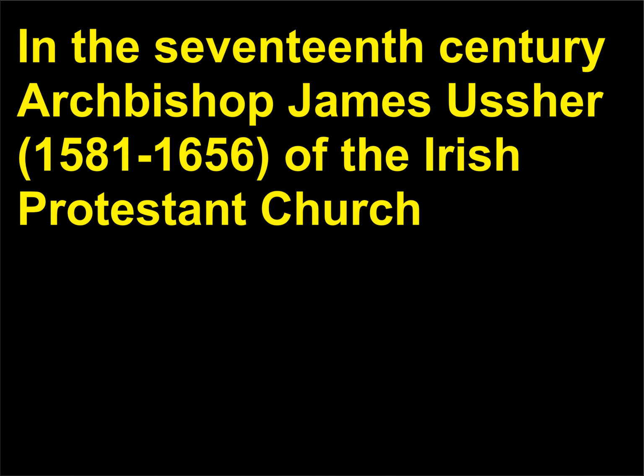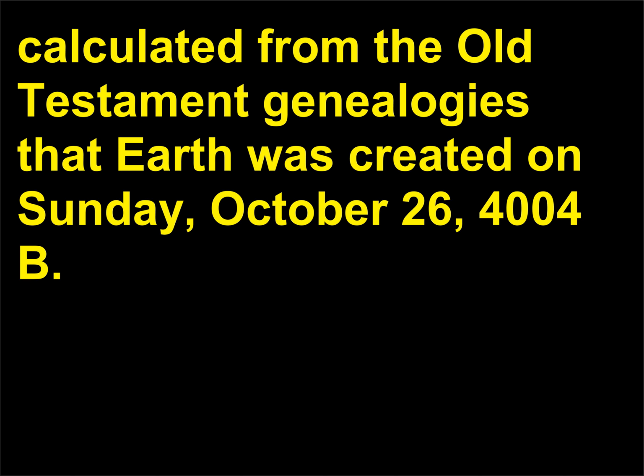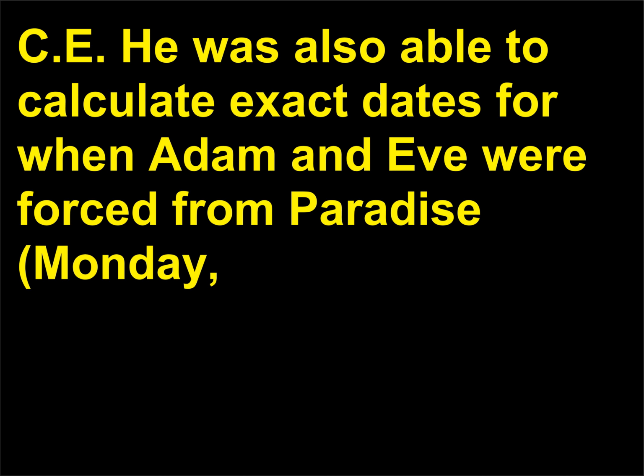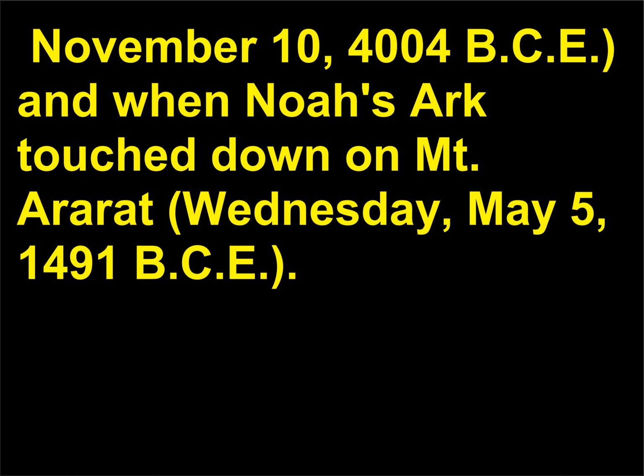In the 17th century, Archbishop James Ussher, 1581–1656, of the Irish Protestant Church, calculated from the Old Testament genealogies that Earth was created on Sunday, October 26, 4004 BCE. He was also able to calculate exact dates for when Adam and Eve were forced from paradise, Monday, November 10, 4004 BCE, and when Noah's Ark touched down on Mt Ararat, Wednesday, May 5, 1491 BCE.